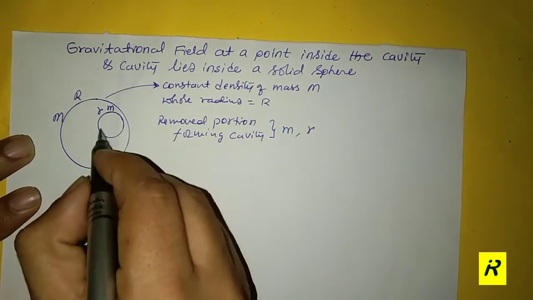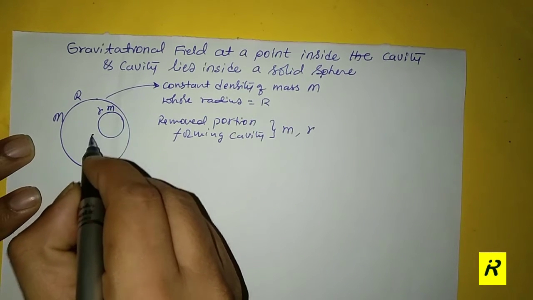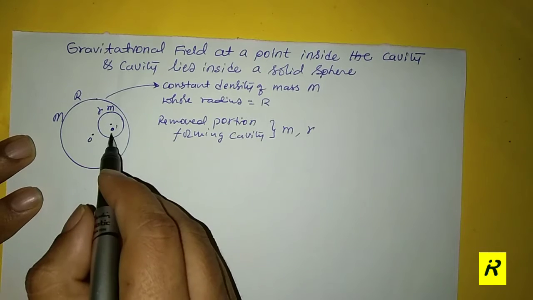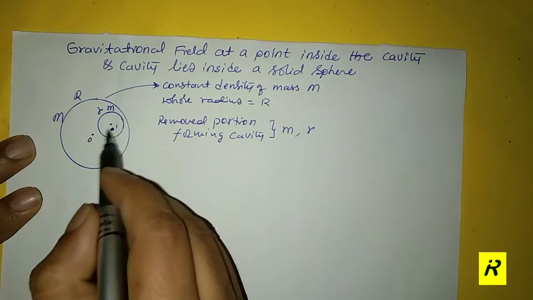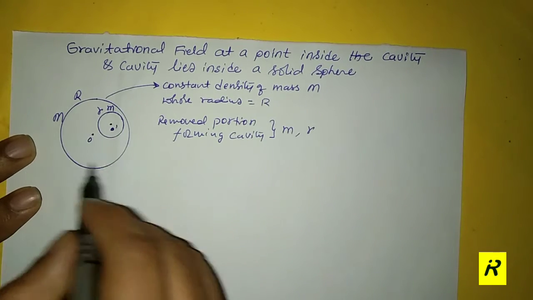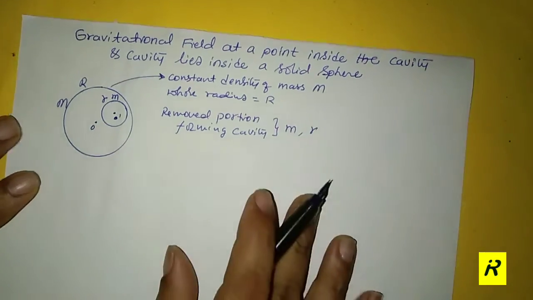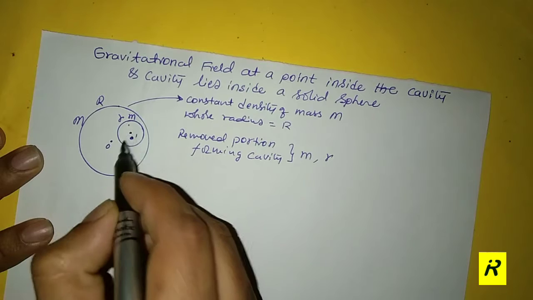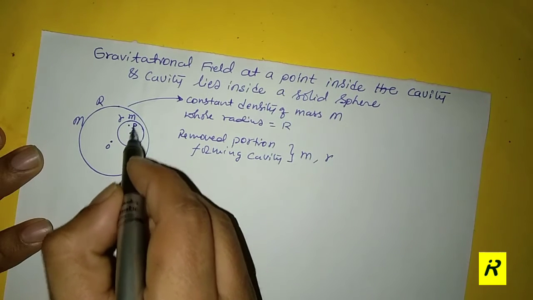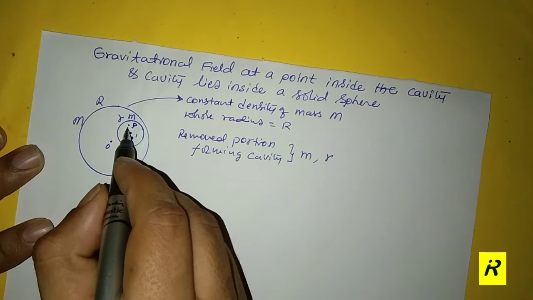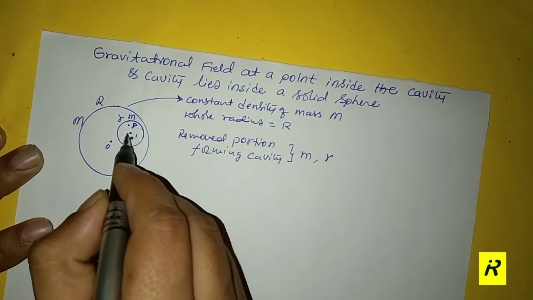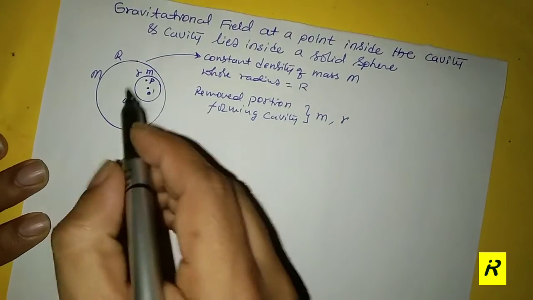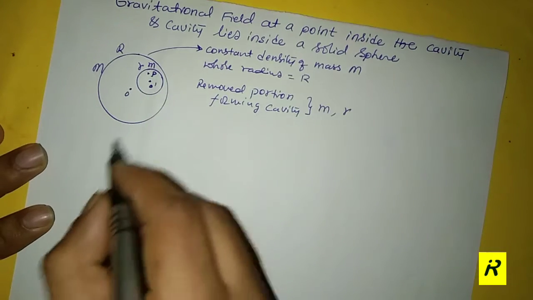And now I am choosing 2 points, say O and O dash. So O dash is the center of this cavity, and O is the center of this solid sphere. So in this picture it is quite difficult to show you because these things are lying closer. There exists a point P which is inside this cavity at some distance from O dash. Okay, so now I am rewriting these things here.